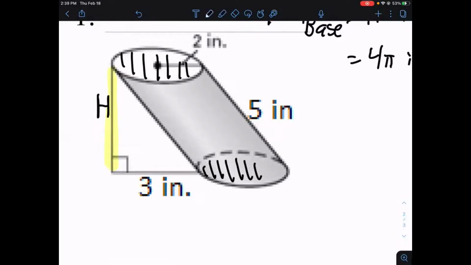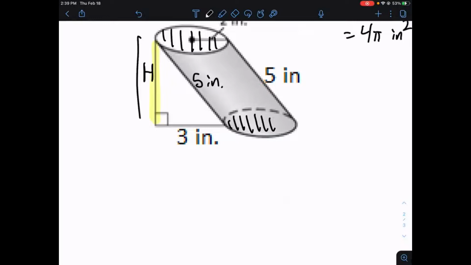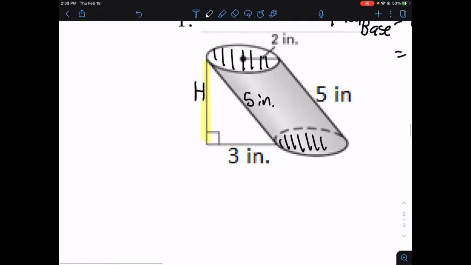Okay, so this is part of a triangle though, right? So why don't we, well, we know that if this is 5, this is also 5, right? So we can move this 5 over here. And then now that we have a right triangle, we can use the Pythagorean theorem. Okay, so the two shorter sides squared and added up will equal the hypotenuse, the longest side squared.